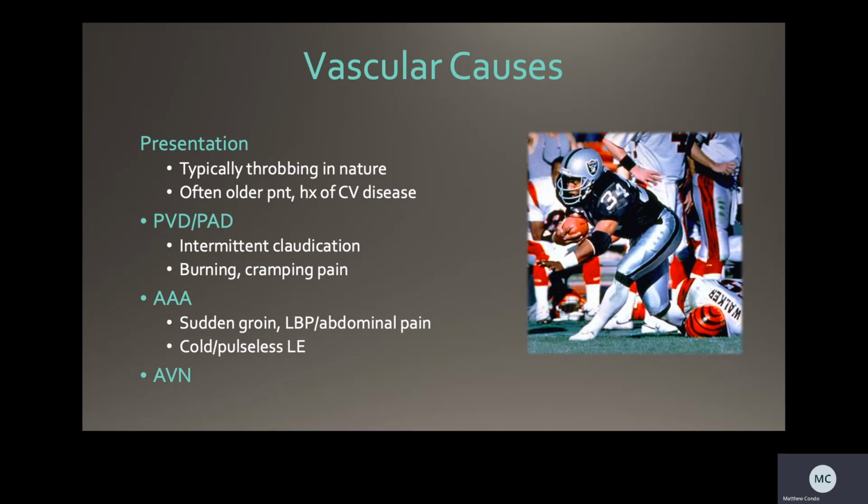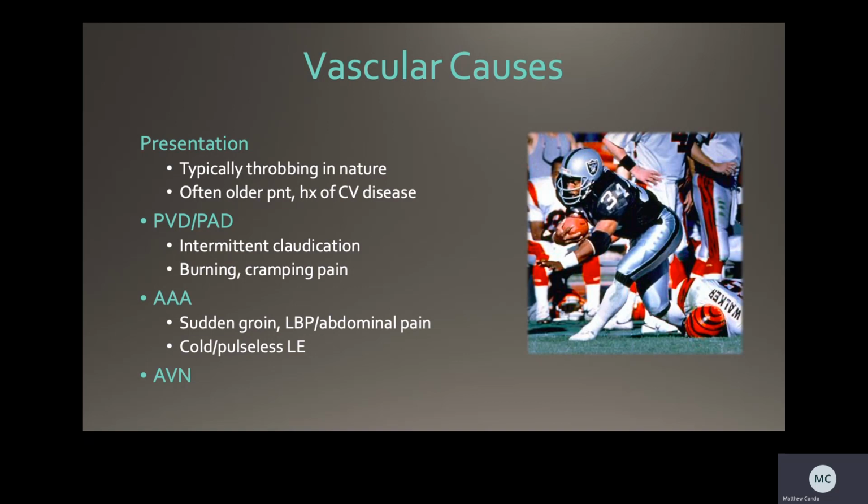And then peripheral vascular disease or peripheral artery disease, intermittent claudication and burning and cramping is going to be a big one here. Now think about that bicycle test, right? So we put folks on the bicycle. Do they have neurogenic claudication? Do they have cardiovascular or vascular claudication? And we might need to do that bicycle test to tease out which one of those causes it actually is.